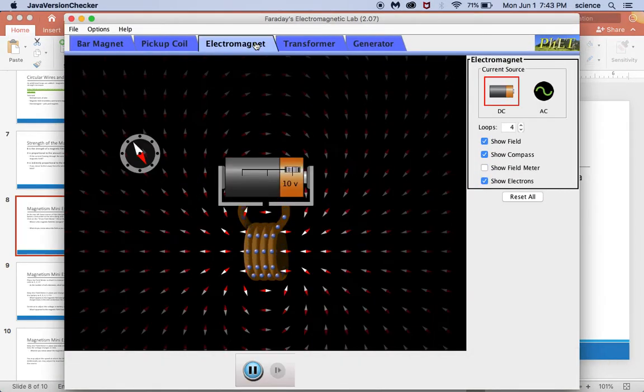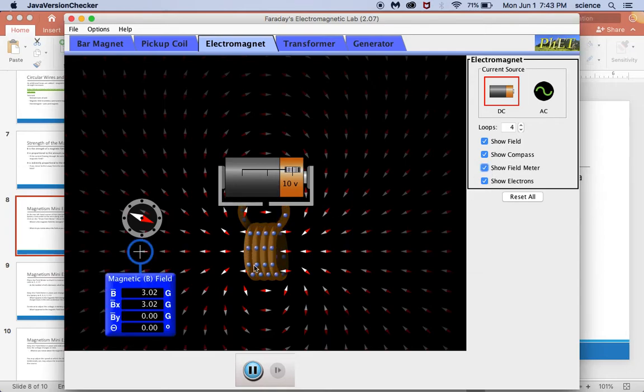So I'm going to click on electromagnet. Here's my battery. This is DC, so I have current that's going through here. This is the electron current. I can move my compass around, and I can see that there's definitely a magnetic field there. I'm going to click on show field meter, and again, I only care about that first number, which is the strength of the magnetic field.